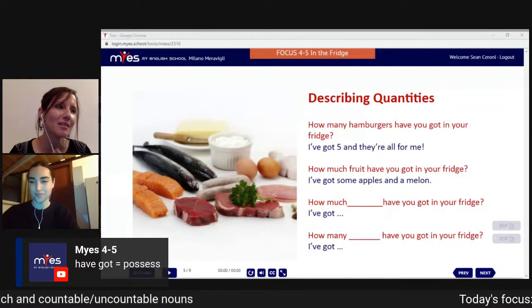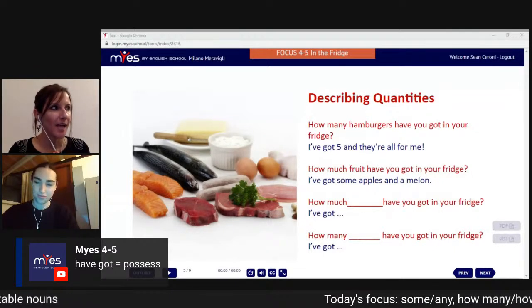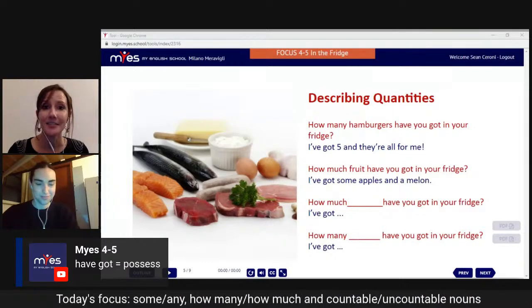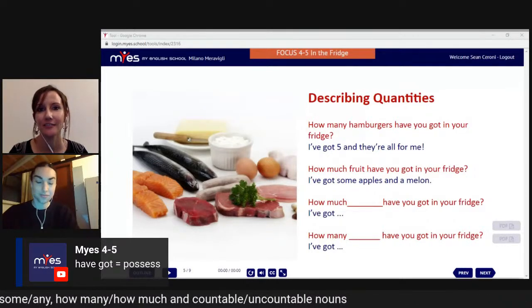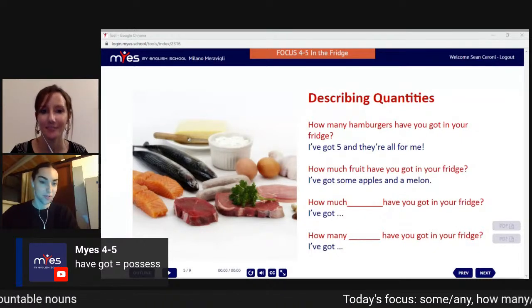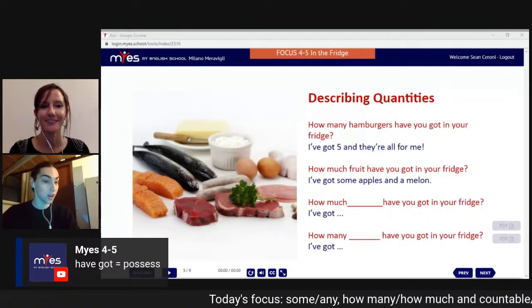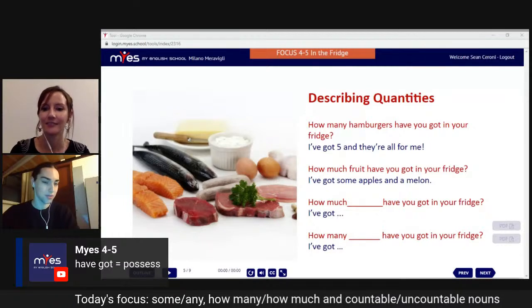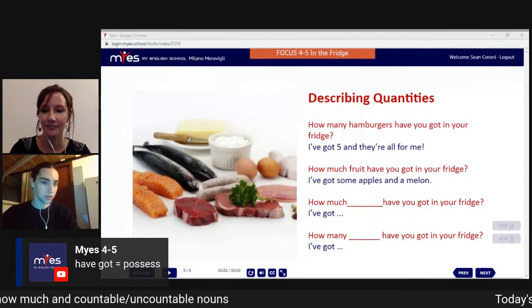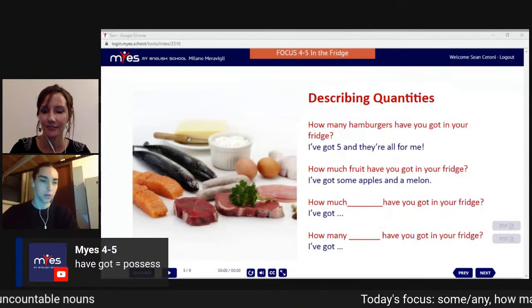And for you, how many carrots do you have in your fridge? At the moment, I do not have any carrots in my fridge. I haven't got any carrots in my fridge. So yeah, negative: haven't got, or I don't have.